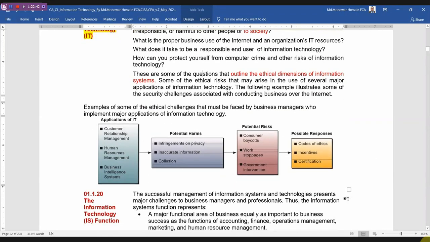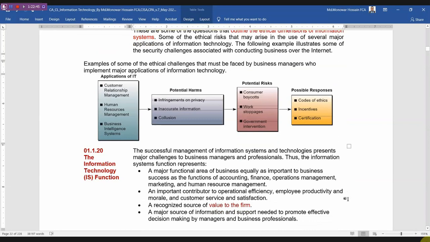Look here. If we see here, the applications of IT, where we apply customer relationship management, human resource management, business intelligence systems, etc. And the potential harm, what is that? Inaccurate information can happen from our application, and there can also be policy violations. The potential risks: customers may boycott our product, work can be stopped because of that type of problem, and the government can impose fines also.